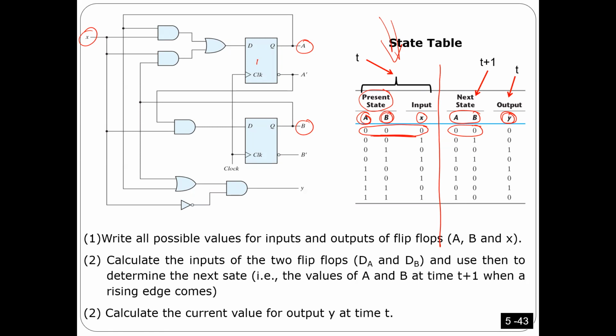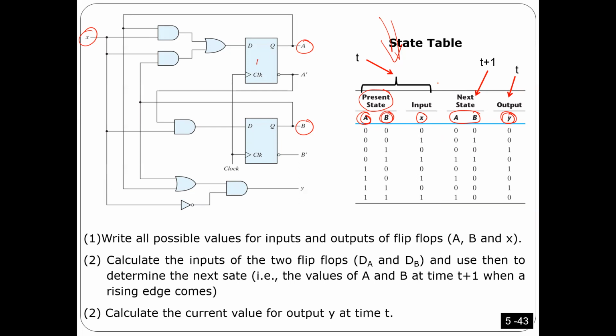But what it means is, if the current state is 0, 0 and X is 0, that means the current Y is 0. So Y here is the current. And the new state, when the clock comes, I'm going to move from 0, 0 to 0, 0. So A and B are 0, 0. When the clock comes and X is 0, I'm going to move to 0, 0. This is the meaning of this record. I'm going to explain how we can calculate it, but I'm explaining the meaning of it.